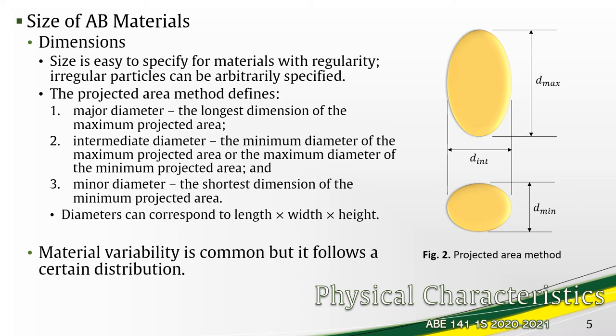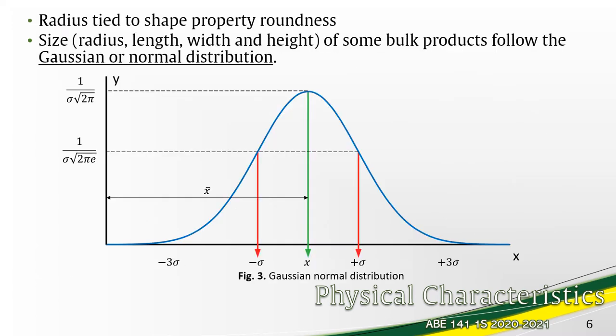There is a natural variability in ABE materials, and the good thing is that it follows a certain distribution. The distribution can follow the normal or Gaussian distribution as shown. This is a frequency plot that follows the probability of a certain measurement of a parameter, such as those of the size of ABE materials. The values in the curve will have a mean denoted by X bar. The deviation identifies the value by which a random item in the set of measurements, if selected, will vary from the mean and is denoted by sigma.